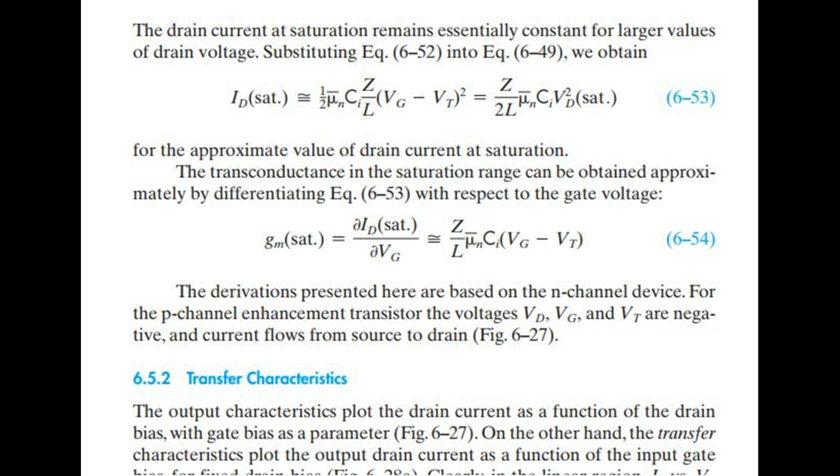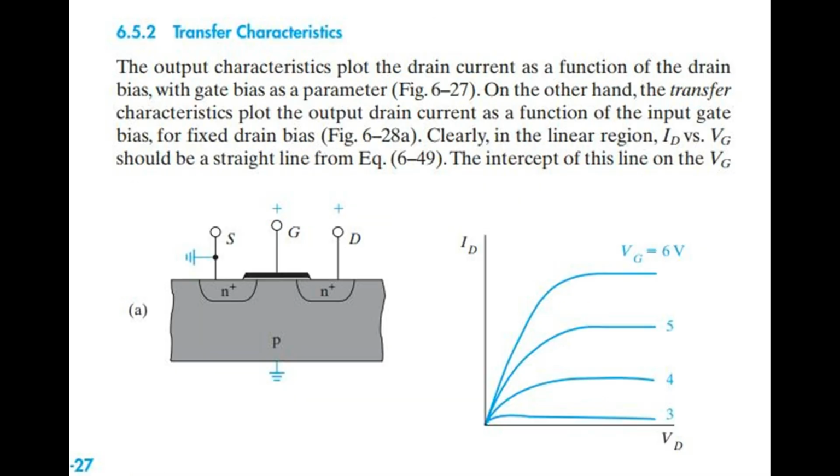Fig 6.27. Transfer characteristics. The output characteristics plot the drain current as a function of the drain bias, with gate bias as a parameter, Fig 6.27. On the other hand, the transfer characteristics plot the output drain current as a function of the input gate bias, for fixed drain bias, Fig 6.28a.